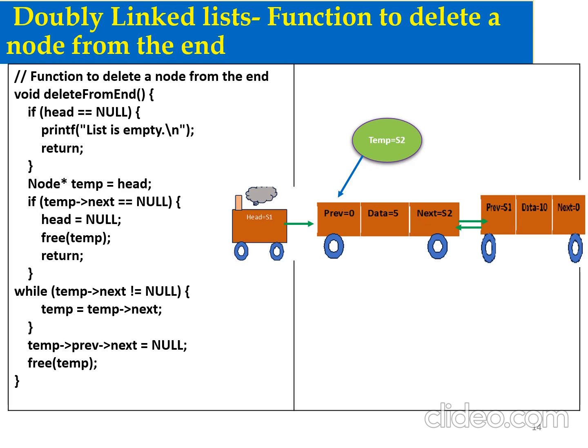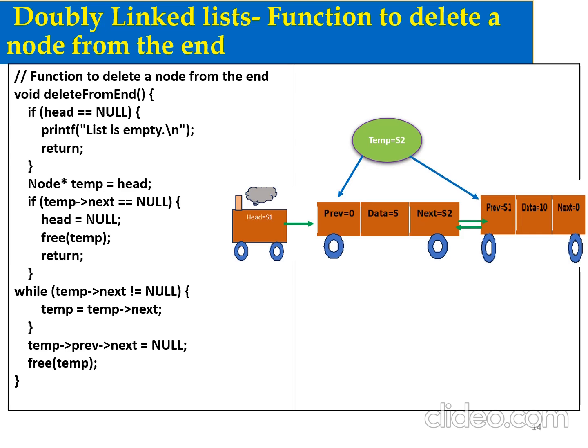Temp of next not equal to null. So temp is S1. What is this temp of next? It is S2, and it is not equal to null. It means there is another compartment S2 after S1. So we will move temp to temp of next. So here we will get S2. So temp is moved to S2 now.